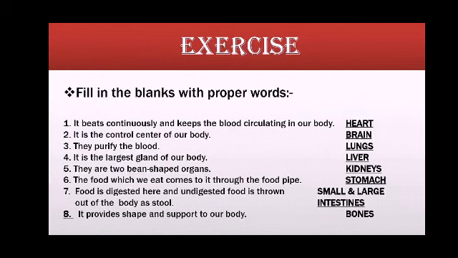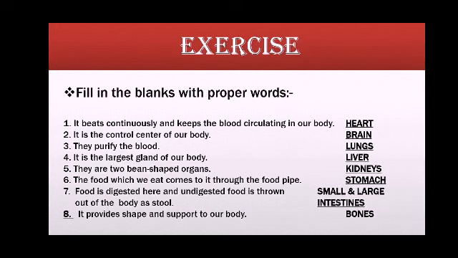Number 5, they are two bean-shaped organs. So the organ which is shaped like a bean is the kidney. Kidneys are bean-shaped. Number 6, the food which we eat comes to it through the food pipe. When we eat and put food in our mouth, it goes through the esophagus to the stomach. The stomach is an organ that stores food.